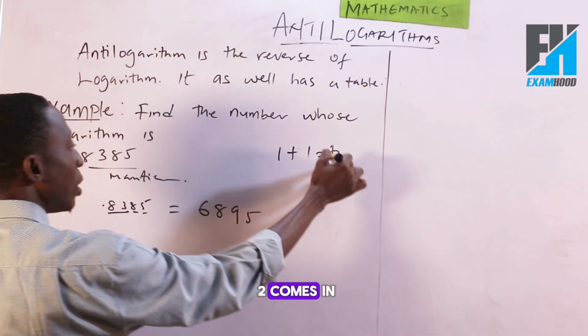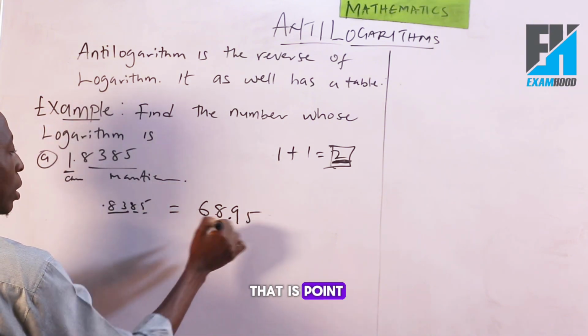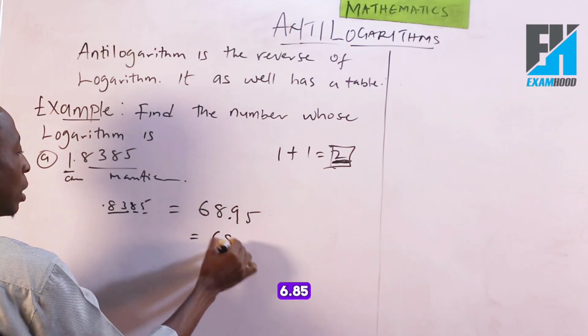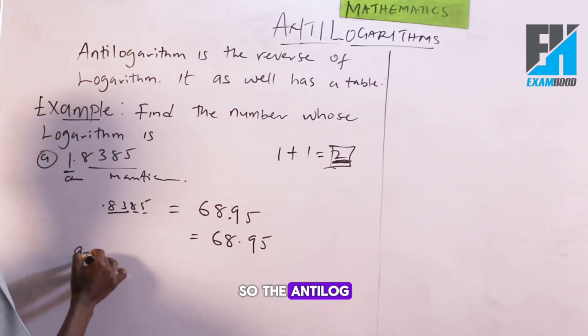In that case, where do we put our decimal point? And that's where this 2 comes in. So we count 1, 2. That is, our point is here. So the answer is 68.95.